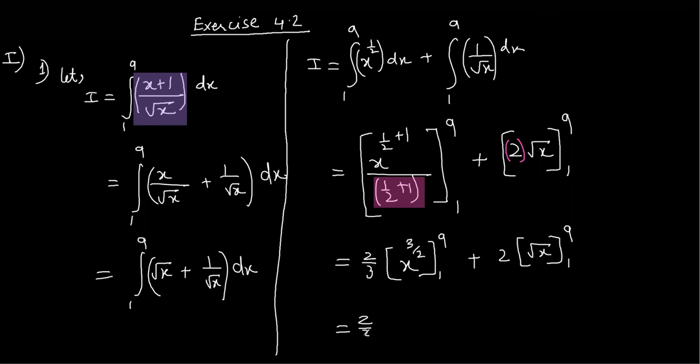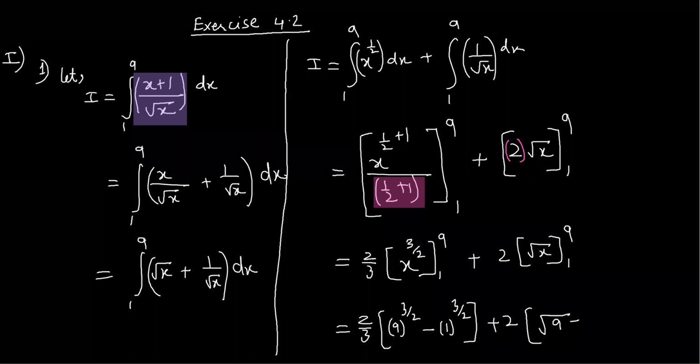So it will get me 2 by 3, x raised to 3 by 2. So 9 raised to 3 by 2 minus 1 raised to 3 by 2, plus 2 times square root of 9 minus square root of 1. So when you substitute the upper limit and the lower limit, you get square root of 9 minus square root of 1. So the next step is we will get 2 by 3.